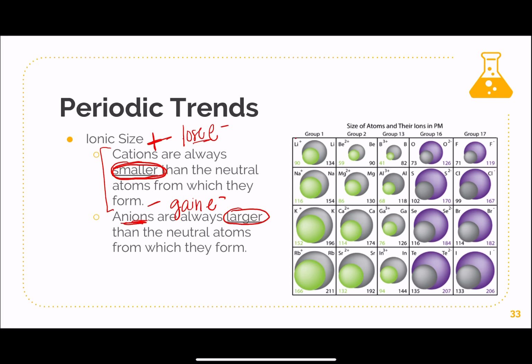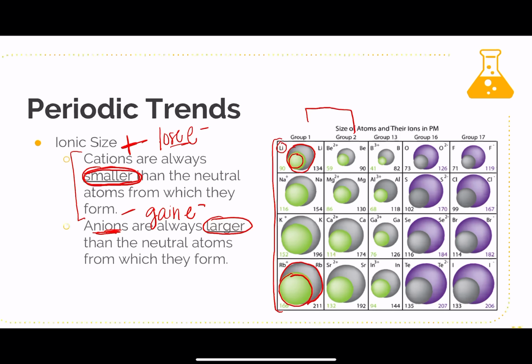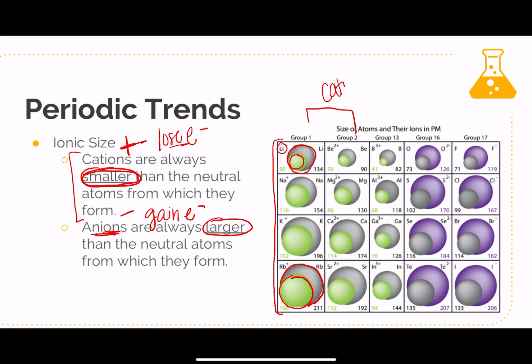So let's take a look at lithium, okay? Lithium, this gray is going to be the neutral atom. This green is going to be the cation. That cation is much smaller than the neutral atom. And the same thing is true for all of these. The cation, the green, is much smaller than the neutral atom, which is the gray. And so we see these group 1 and group 2. Those are the ones that typically form cations.